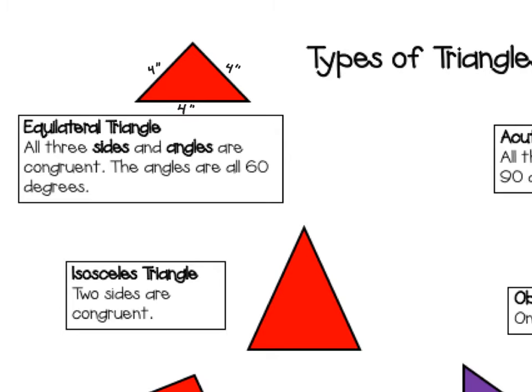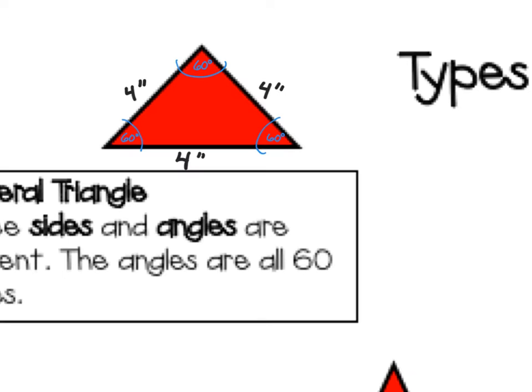And now with equilateral triangles, every angle is going to be 60 degrees. So this angle is 60 degrees, this angle is 60 degrees, and this angle is, once again, 60 degrees. So as you see, I marked each angle with the 60-degree mark for the angle.